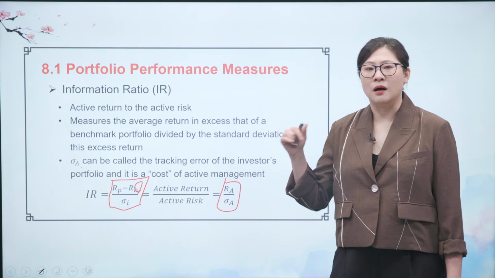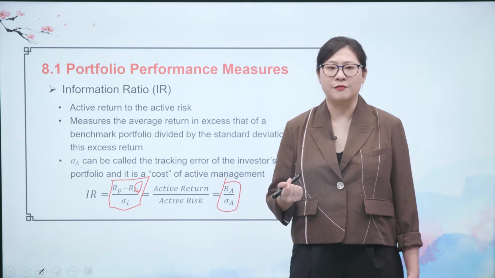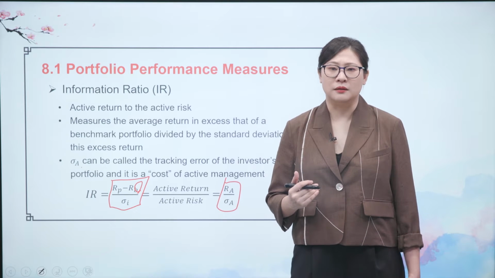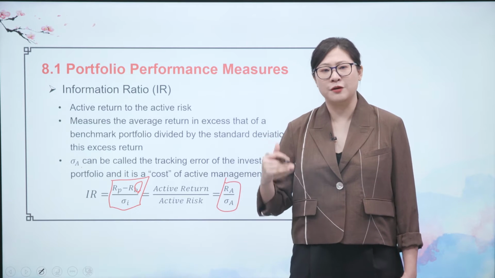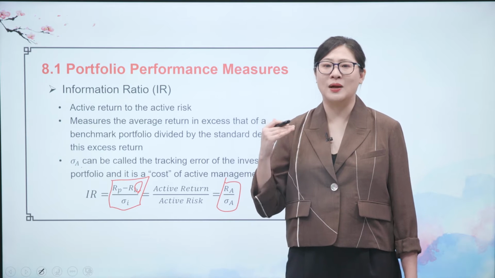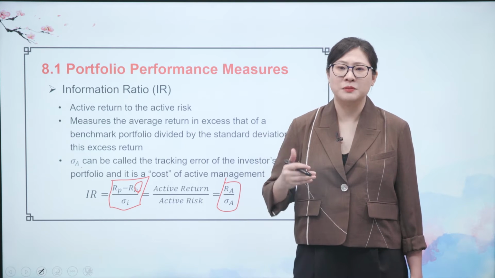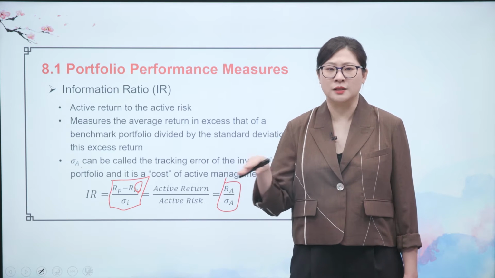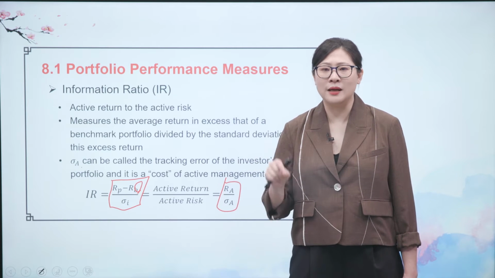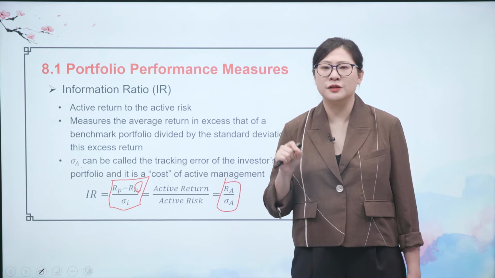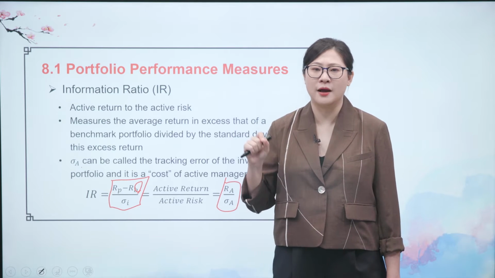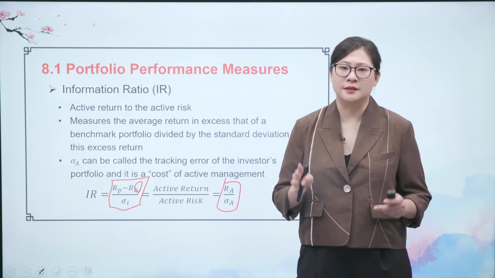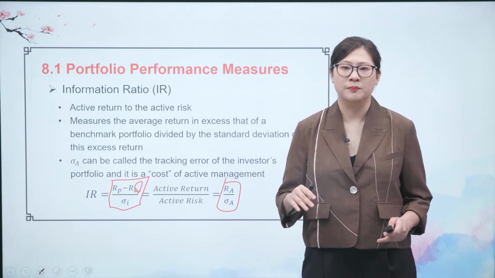For M square and the information ratio, definitely the higher, the better the result. The information ratio should be compared with your benchmark, and M square should be compared with the market portfolio. Of all these portfolio performance measures, only Jensen's alpha does not require comparison with other portfolios. The rest of the measures need to be compared with other portfolios.